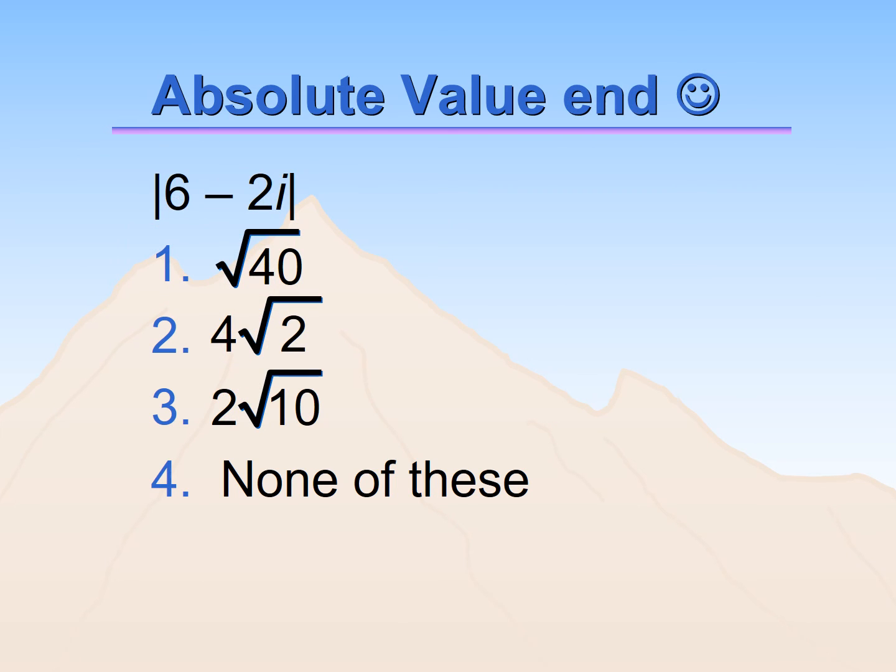Okay, one more try for you. Go ahead and do 6 minus 2i. So your a value is 6 and your b value is -2. You should be doing the square root of 6 squared plus -2 squared. 6 squared is 36 and -2 squared is 4. So that gives you the square root of 40. Now if you take the square root of 40, it's going to give you a decimal. However, you can simplify it, because 40 is the same as 4 times 10, and the square root of 4 is 2. So you should have gotten 2 square roots of 10, which is option number 3.